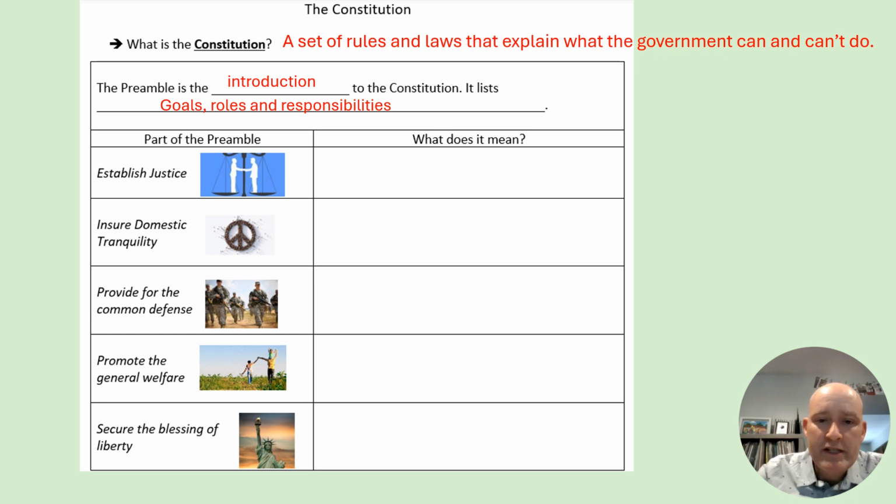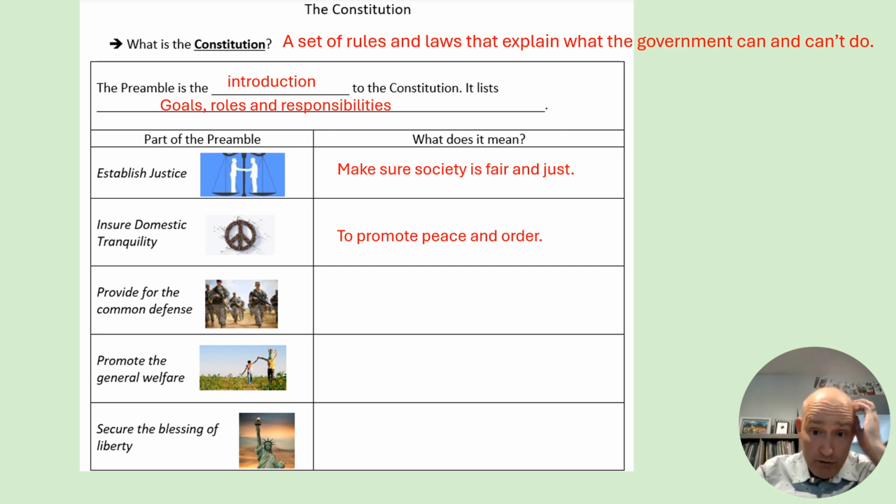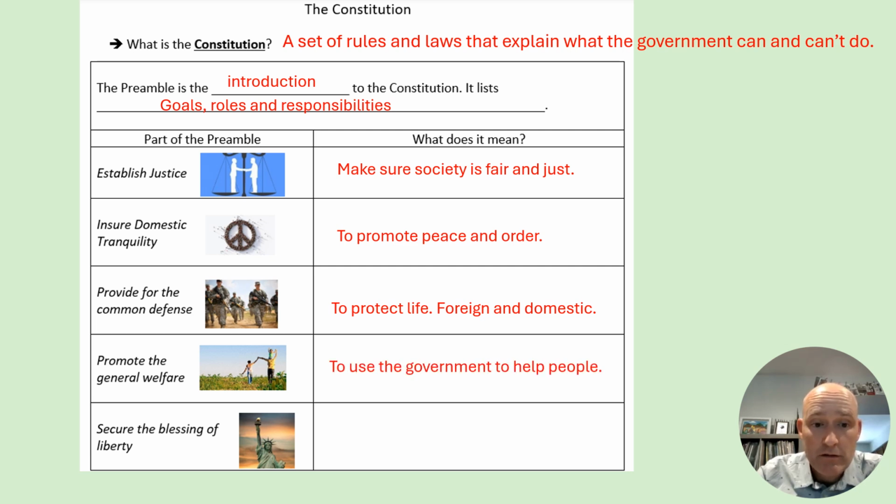And what does that mean? All right, first, to establish justice, make sure our society is just and fair. Ensure domestic tranquility, and that's to promote peace and order. Provide for the common defense, that's to protect life from foreign and domestic powers.